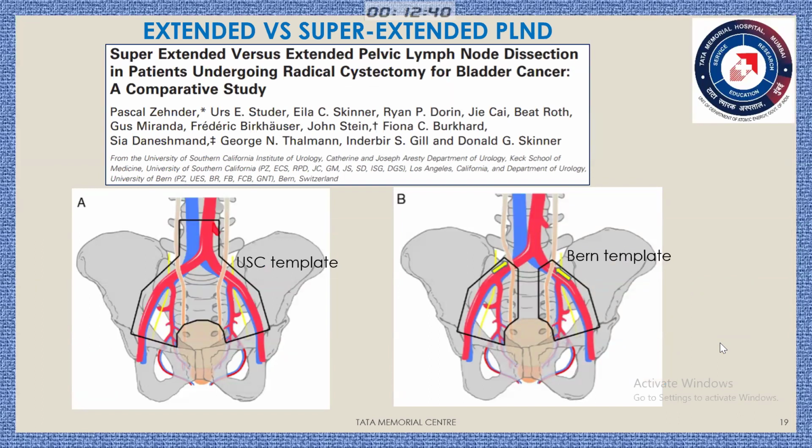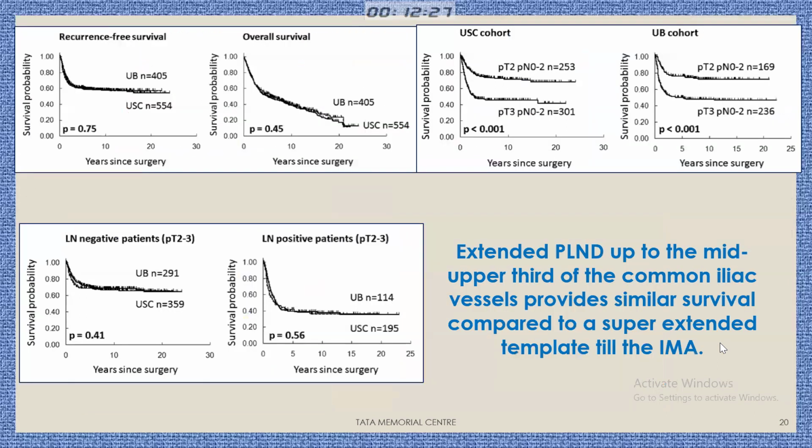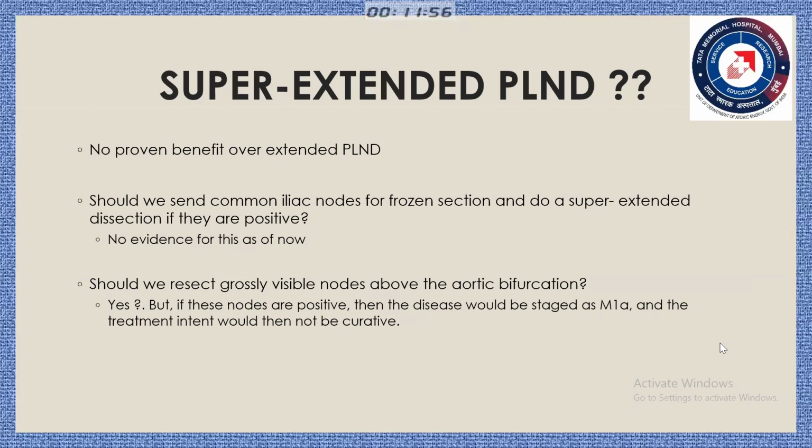Then there were studies comparing the extended template with the super extended template. This study by Zender et al., done at the University of South Carolina, compared the super extended template with the Bern template, that was the extended lymphadenectomy. And they found that there was no difference in the recurrence-free survival and overall survival in these patients. So the survival with extended lymph node dissection was the same as with super extended. And the super extended was associated with additional comorbidities like increased operative time, blood loss, and development of post-op complications like lymphocele. So super extended PLND has no proven benefit.